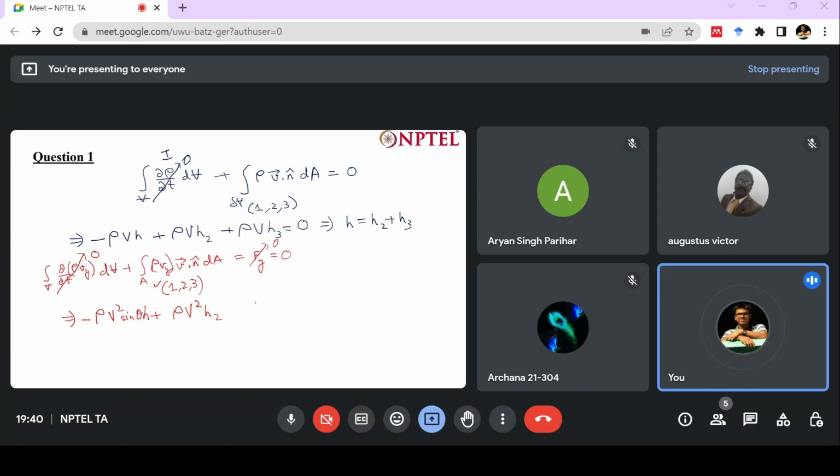Here for surface three, this is rho. Vy in this case is in the negative direction, so this will be minus V. V dot n is again positive V, so this will remain minus. So V square and H3. This is equal to 0. So I need to substitute H3 from here. So H3 is equal to H minus H2. I can substitute.